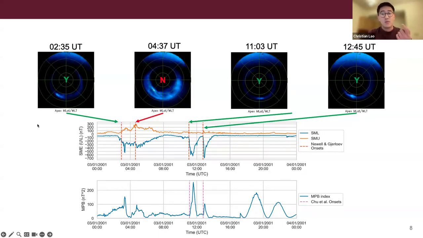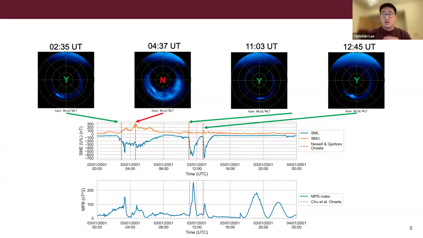At the top, we have auroral images during some selected times, 3 of those times being when Frey et al. 2004 identified an onset, and the one at 4:37 UT being a time that an onset was observed by Newell-Gjerloev, but not by Frey. The colored arrows below the images and the Y and N in those images indicate if that auroral image is associated with a substorm onset.